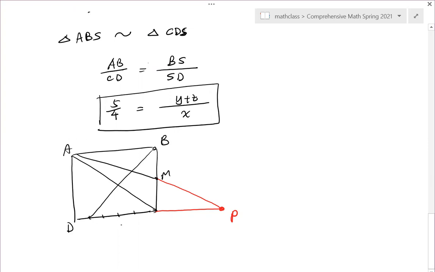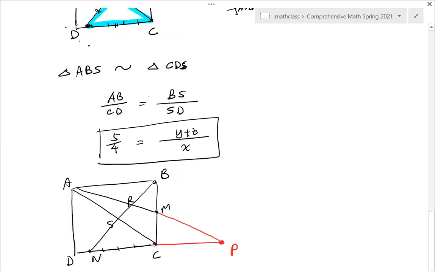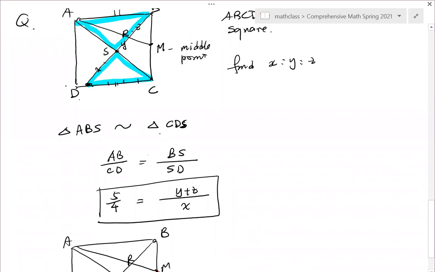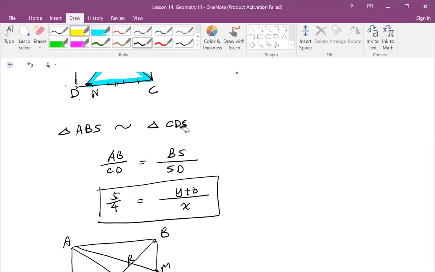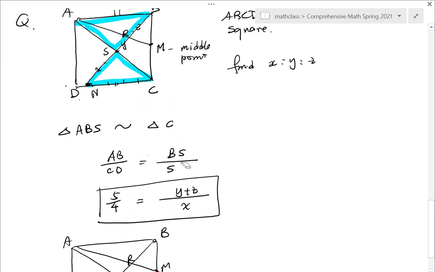I think my mark is wrong here, S and R. So let's go up here. This is N. So D is N. And then C and S, so BS and SN, CN.